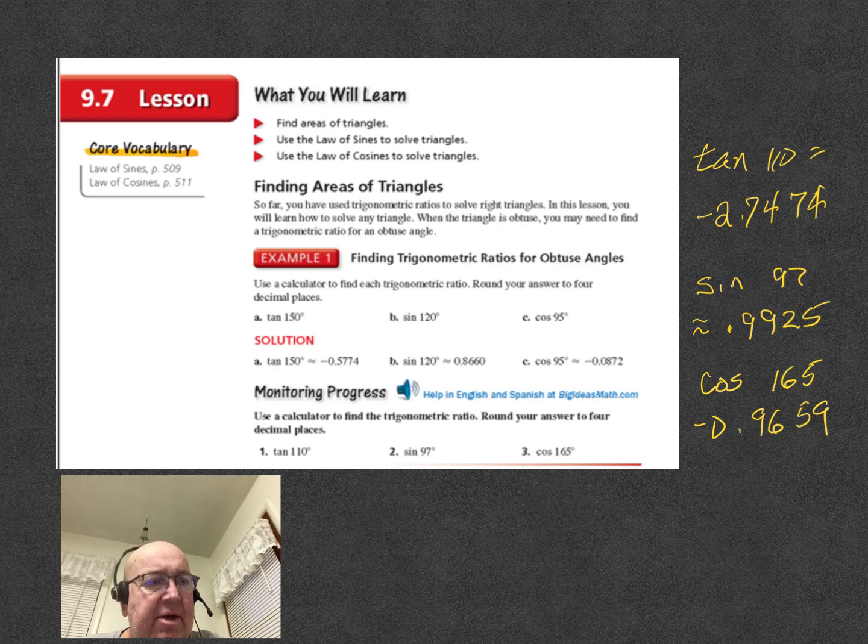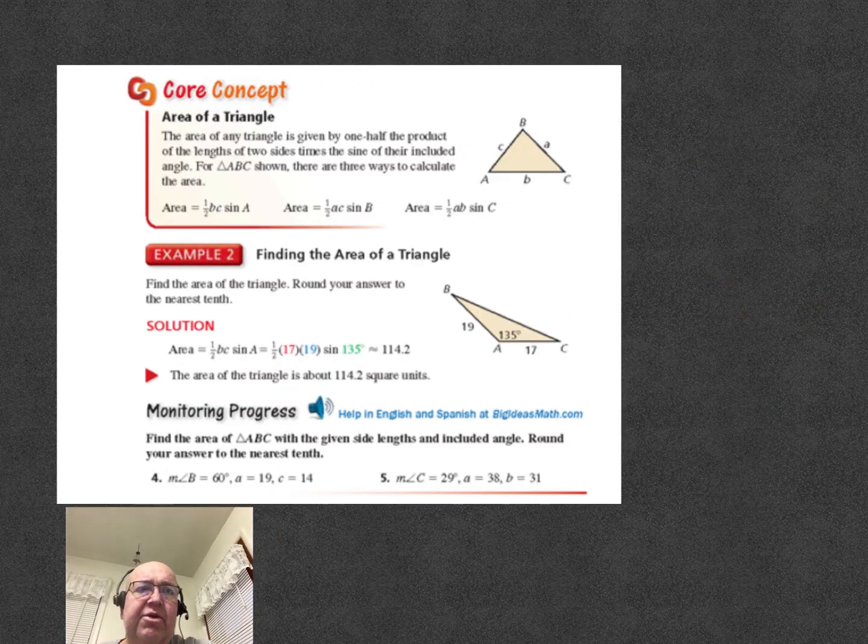So now we're going to go on to the formula for a triangle, basically stating the area. If you know an angle measure and the two sides that form the angle, we're going to take 1/2 of the two sides multiplied by the sine of the angle.